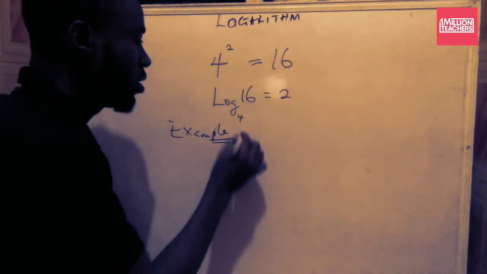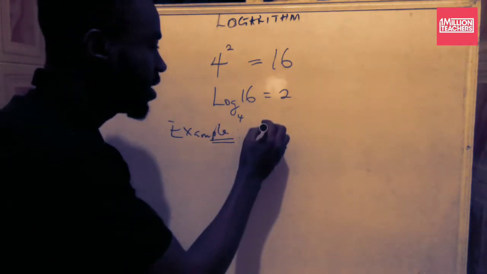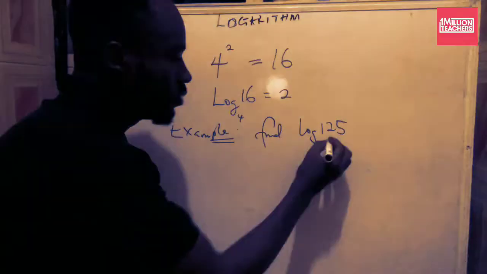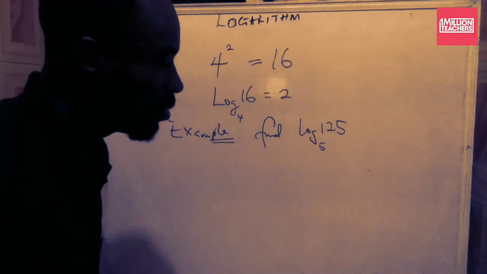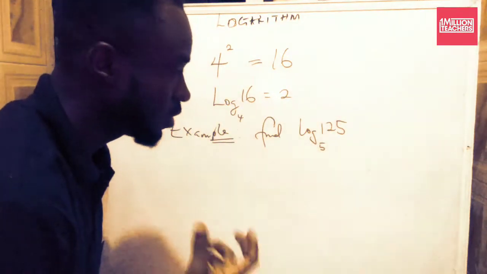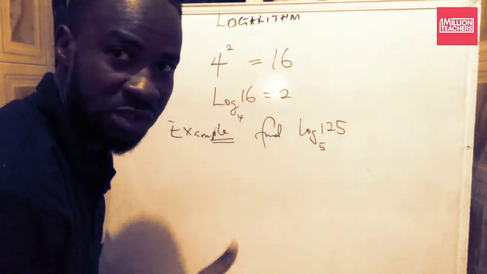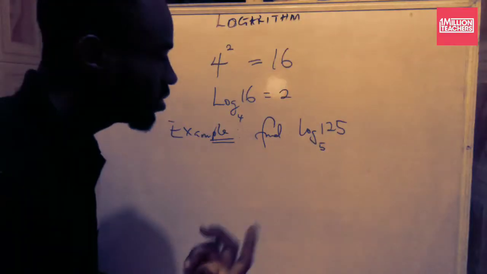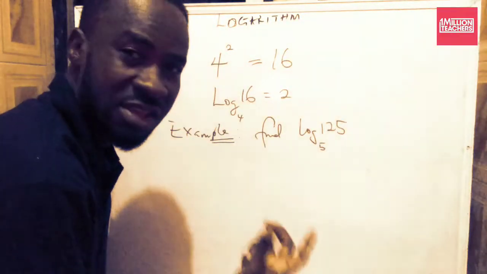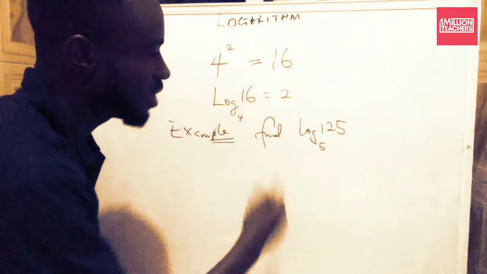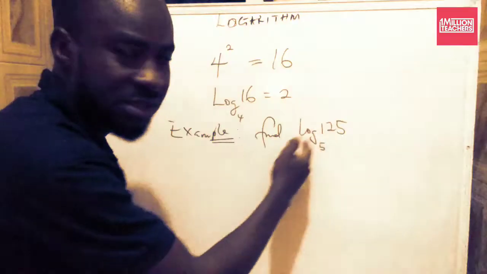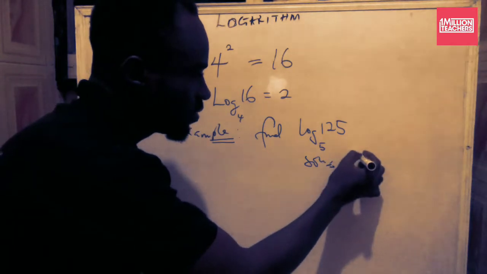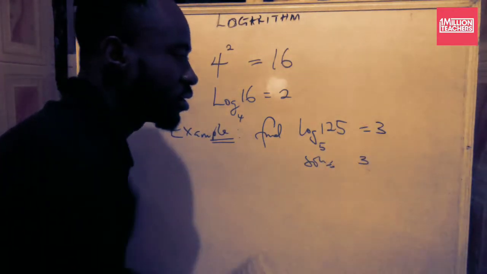Okay, so let's look at some examples now. If you are asked to find the logarithm of 125 to the base 5, by your full understanding of the concept of logarithm, you can easily get this even without doing any tedious calculation, by just your understanding of the concept. That logarithm tells you about the index that this base will be raised to. So the logarithm is asking you, how many times can I multiply this 5 to give me 125? So my answer to that is 3. So you write equal to 3.